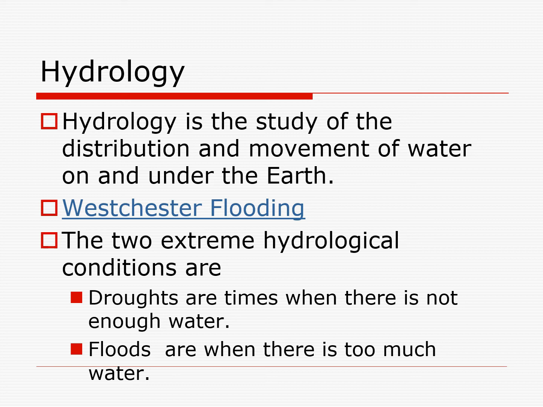Hydrology is the study of the distribution and movement of water on and under the earth. I have a link here which I'll ask you to go into because I can't do it from the presentation, that has some areas, some conditions where Westchester has had flooding. The two extreme hydrological conditions are droughts, which are times when there's not enough water, and floods, which are times when there is too much water.